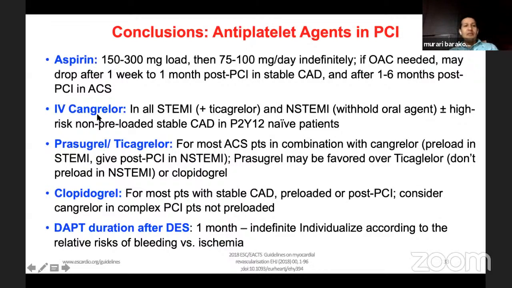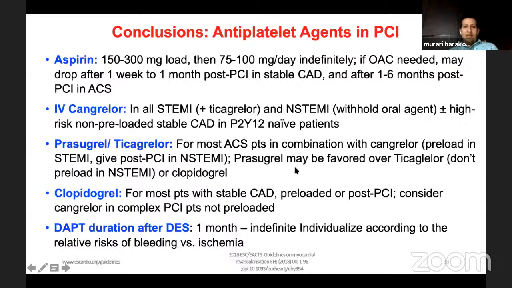And if we have to give this one, we should wait for 2 hours after the IV cangrelor. Then only we can give the P2Y12 receptor blocker, because all the receptors will be blocked by cangrelor. So you cannot give it along with cangrelor. If you give clopidogrel or prasugrel, then the effect of clopidogrel is lost.